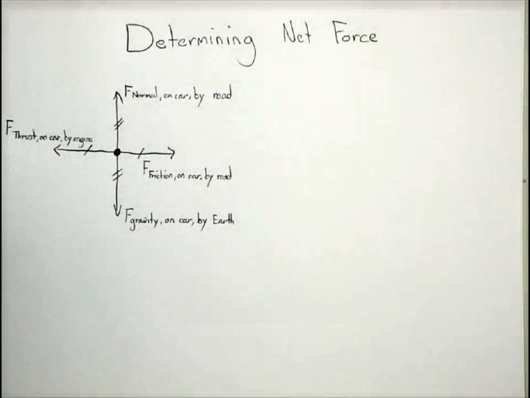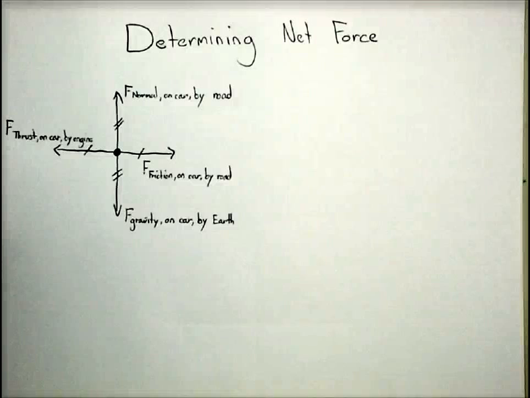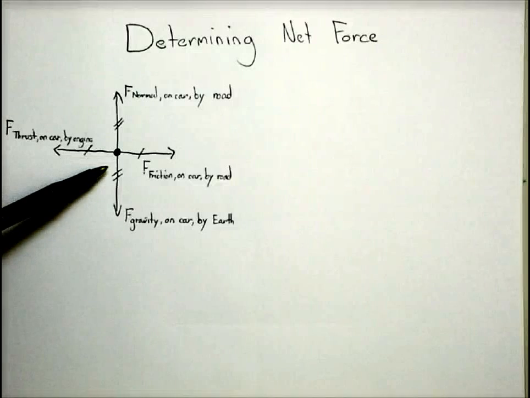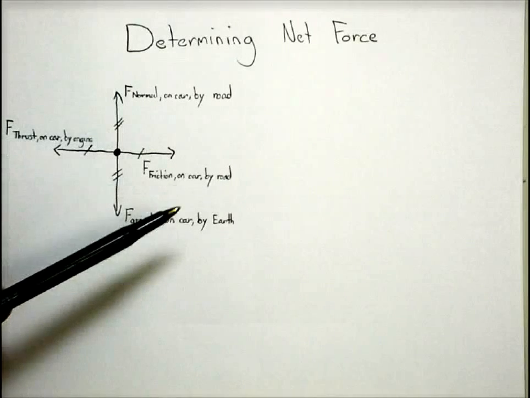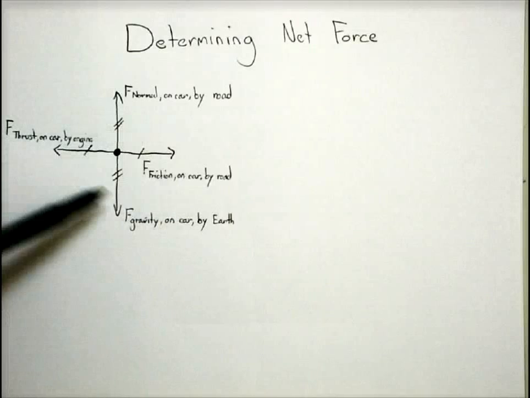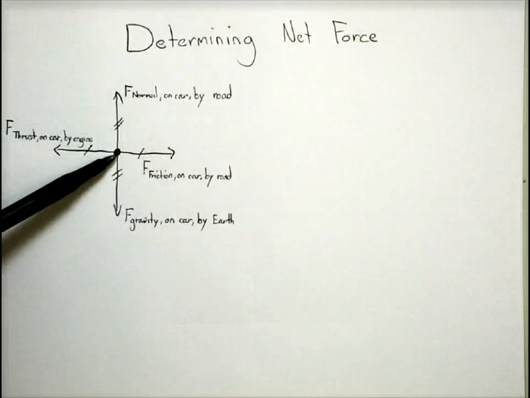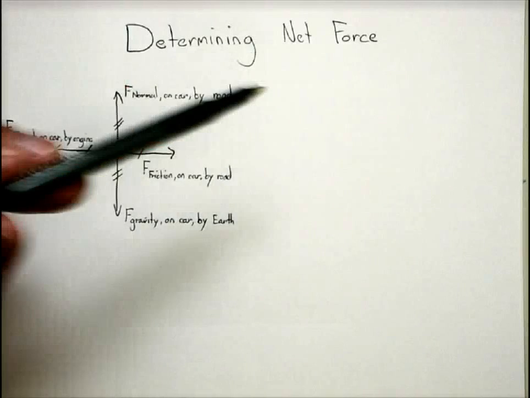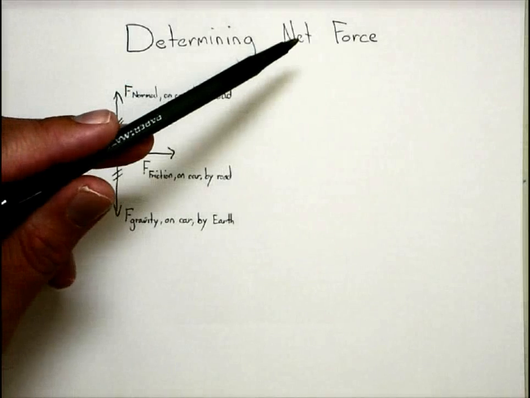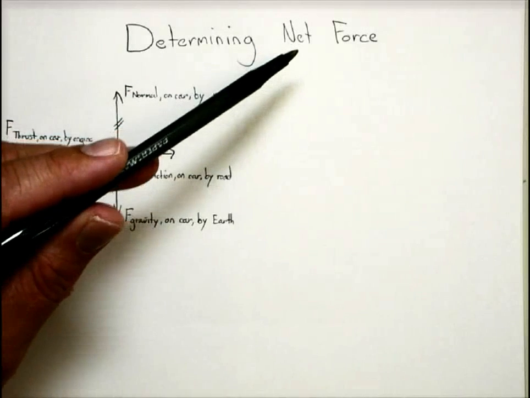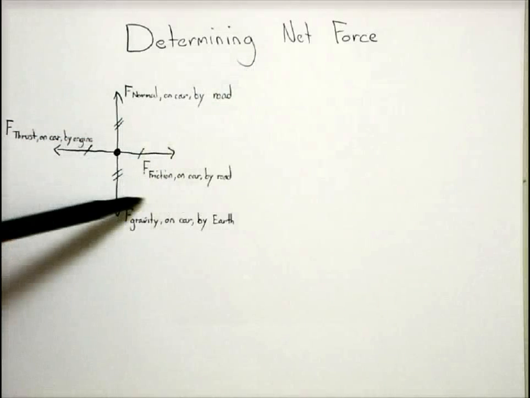Alright guys, next up is determine net force. So what we're going to do is take a free body diagram, which you have to have before you can start adding up the net force on an object, and then determine net force. Now net force just means the sum of all the forces acting on an object.